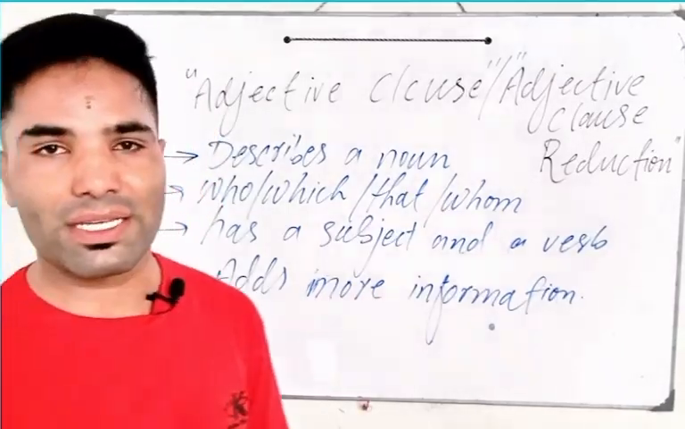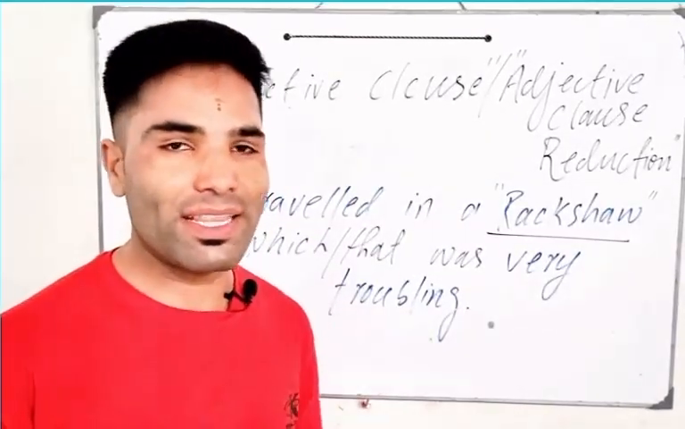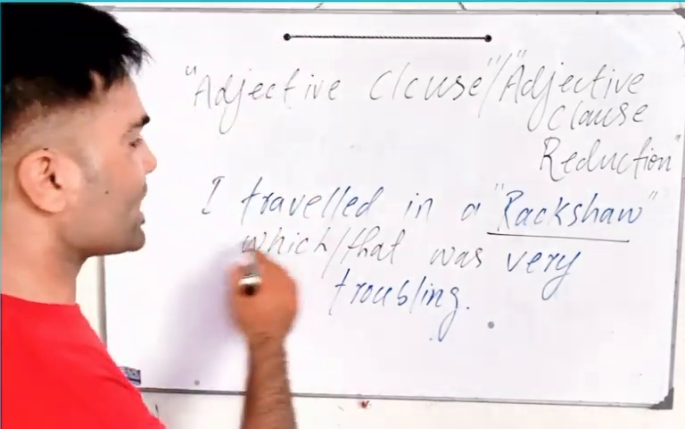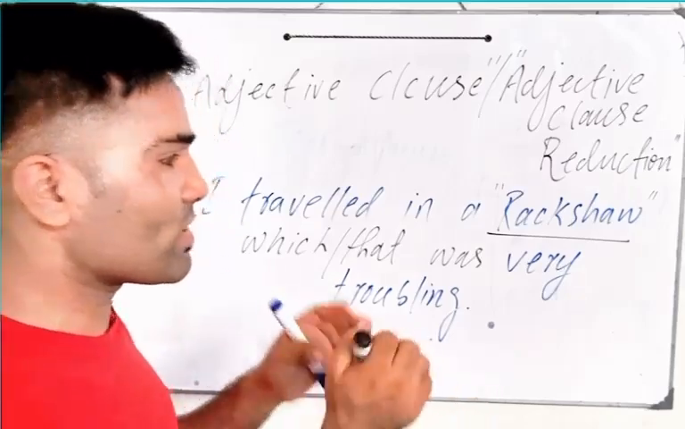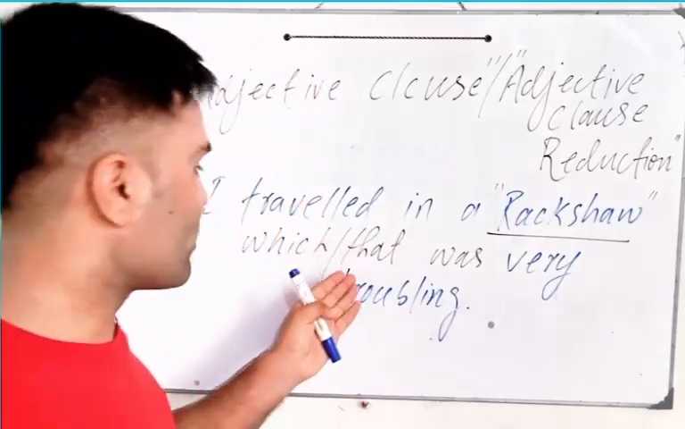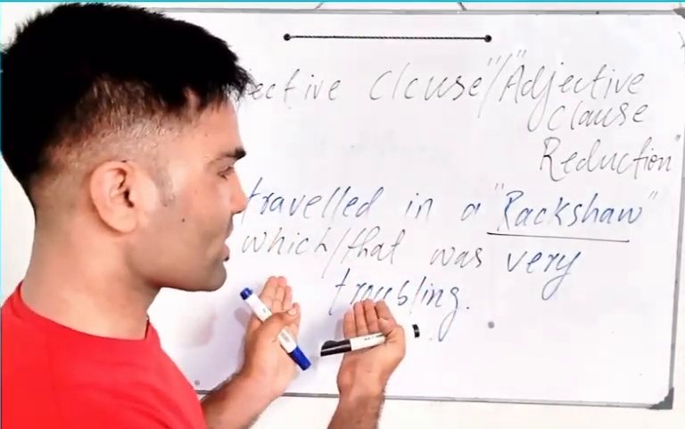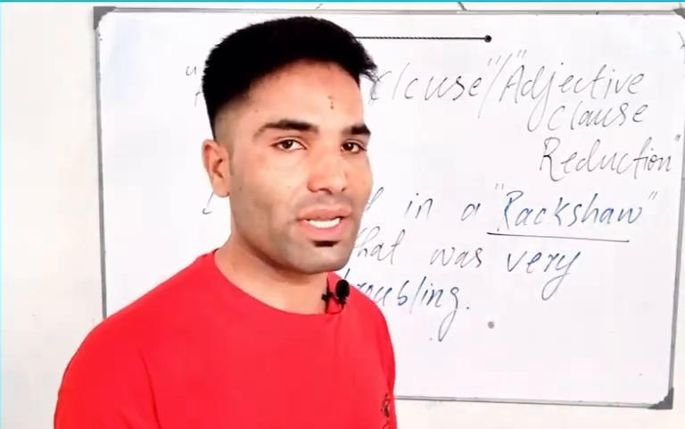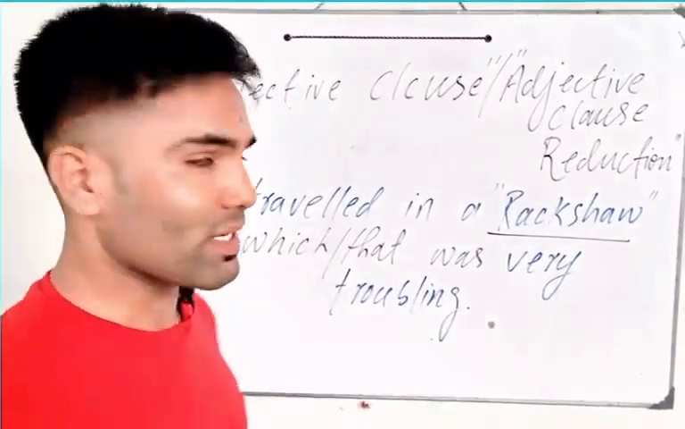Now let's look at the next, what it further tells. Okay, let's look at the example. We would know how adjective clause is used here in this example. I traveled in a rickshaw, which was very troubling, and you could use that too. As I mentioned, which is used for things and who is used for people, and we can use that for both things and people. Now I have given you the option of both here in this example, and you would see rickshaw is a noun and it is being explained with a sort of clause which is adjective clause, like which was very troubling.